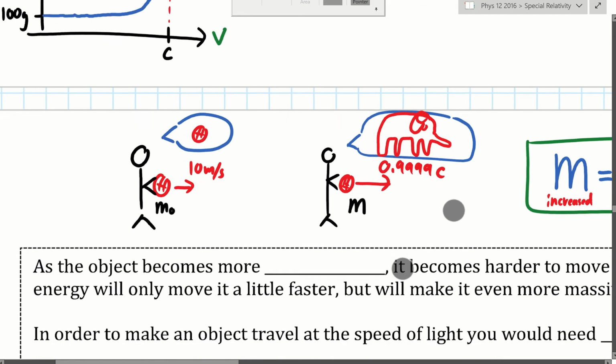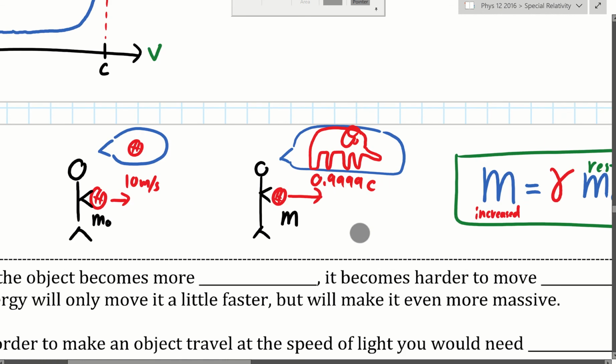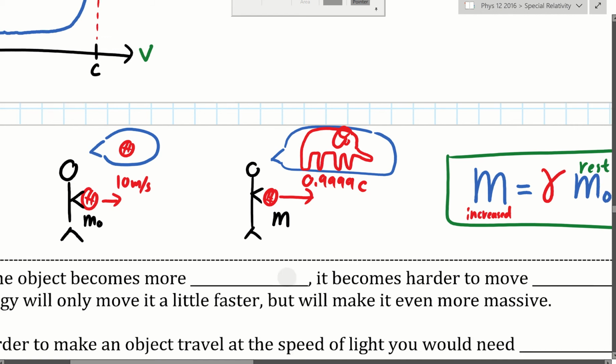Okay, so here's another example. I have a person in here pushing a basketball. He's going to feel like, okay, this is just a basketball because the speed is relatively low, 10 meters per second, right? But when the basketball is traveling at, let's say, 99.99% of the speed of light, that person trying to speed up the basketball even more is going to feel like, oh my God, what am I pushing? Gosh, I'm pushing an elephant, a dinosaur.